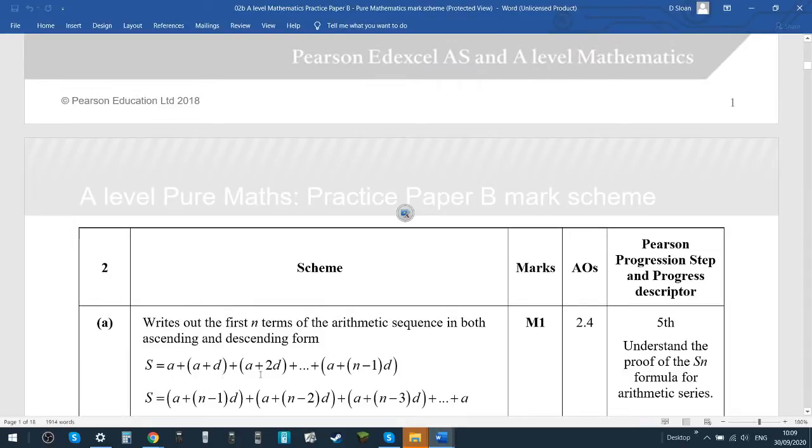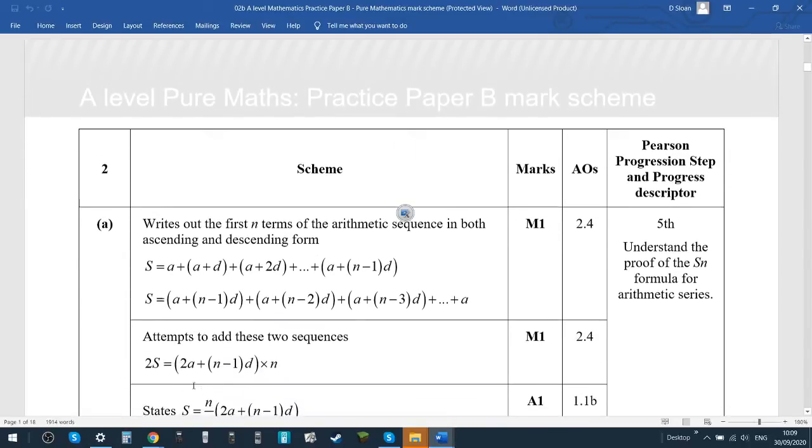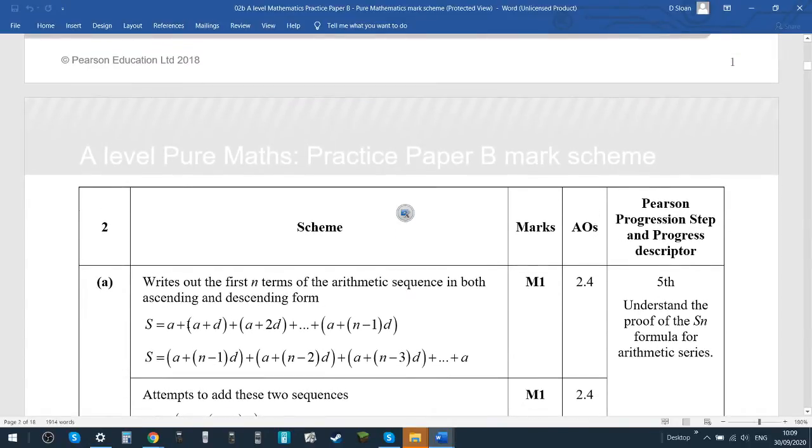A plus d, a plus 2d. Then there's the last one. S equals... what is this space here? Attempts to add the two sequences. What two sequences?